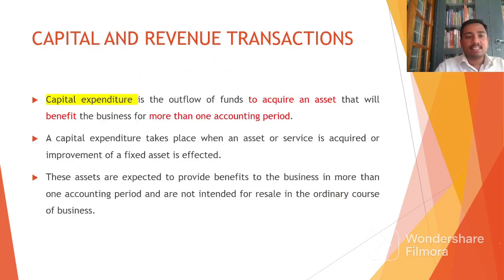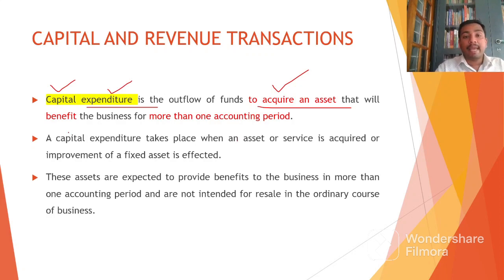Now let's see the next topic, that is capital and revenue transactions. So we are first discussing what is a capital expenditure. What is the word meaning of expenditure? This will be an actual money moving out, right? So capital expenditure here means the expenditure which is related with the acquisition of an asset. Okay, acquisition of an asset.